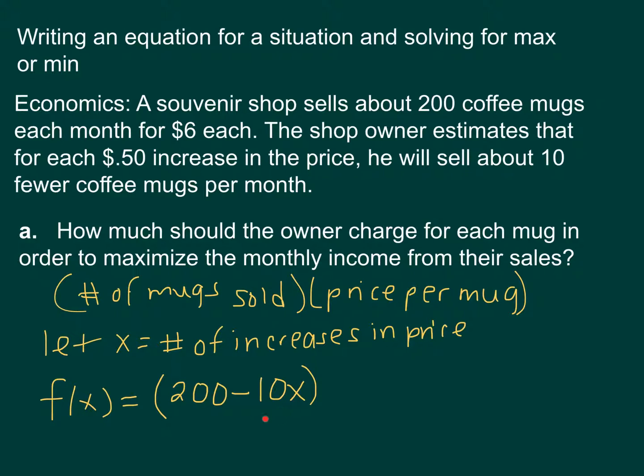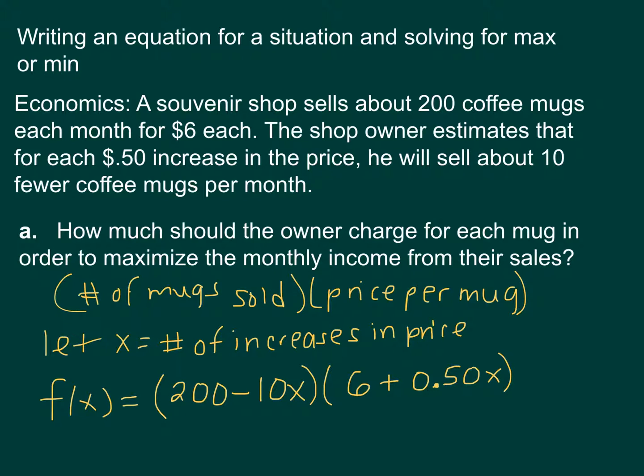So however much that is, we have to multiply it by the price. Well, the price is going to be $6 plus 50 cents for every increase. So it's going to be 0.50 times x. So for one increase, if x was 1, the price would be $6.50. And again, if it was an increase of 1, we would lose 10 coffee mug sales. So it would be 190 coffee mugs sold for $6.50 each. And if you multiply those two, we'll give you the profit from those 190 coffee mugs sold at $6.50 a piece. So that's our equation for this.